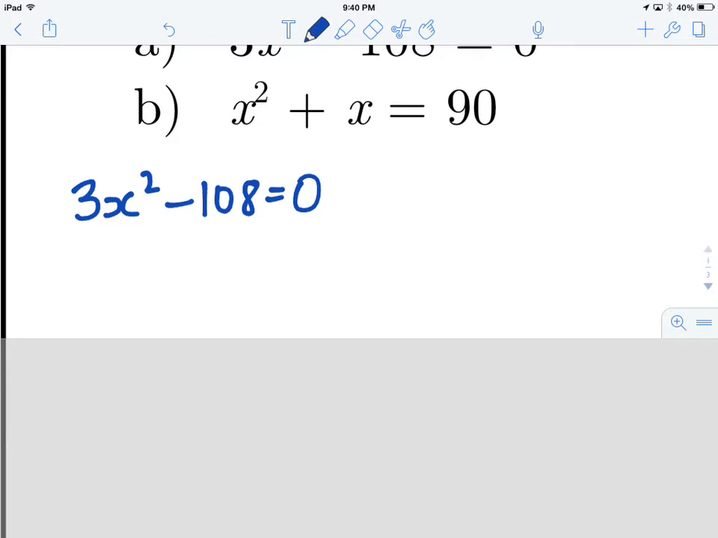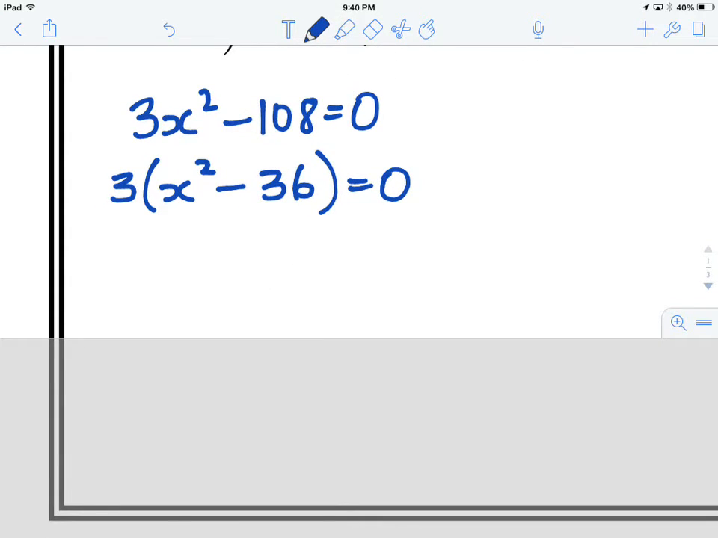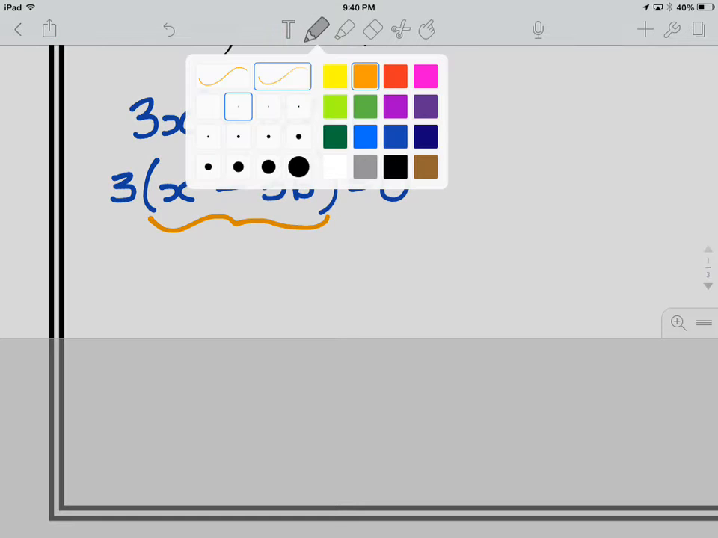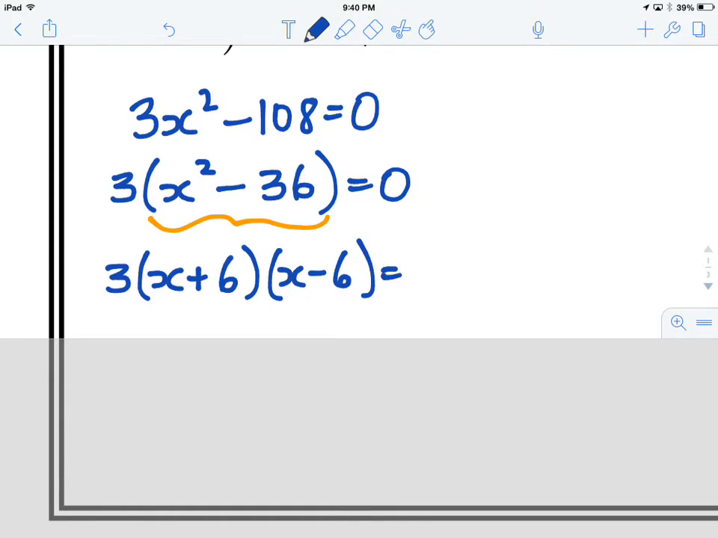Initially we would say, oh, maybe we can't factor this, but of course the first thing that we're always going to look for is that common factor that we can pull out. And of course, yes, indeed, there is a common factor of 3 that we pull out. And then we recognize that this bracket here is a difference of squares, and we can factor this further by saying x plus 6 and x minus 6 is equal to 0.